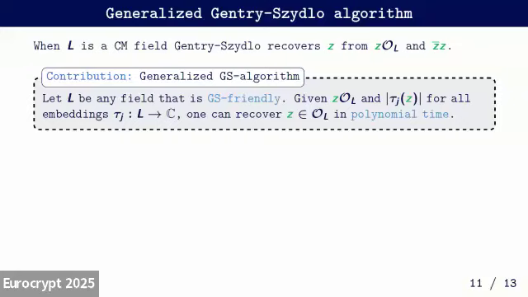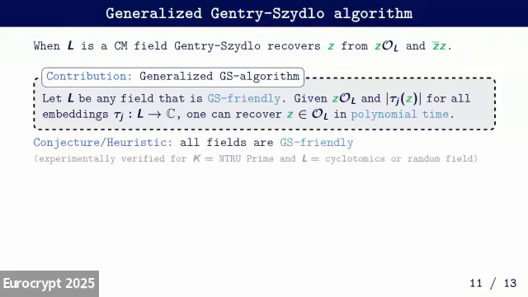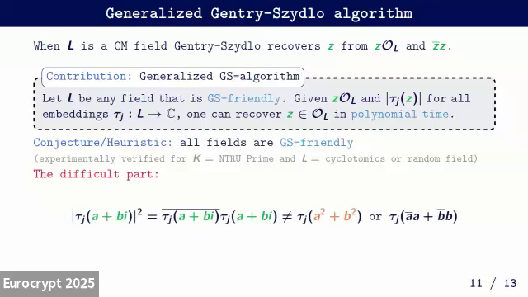So what we do is give a generalization of the Gentry-Seidlow algorithm for any number field that is so-called GS-friendly. And this is a very weak condition. Essentially, we expect that all number fields are GS-friendly, but heuristically, we just assume it is the case. But the difficult part is that in this generalization, what we need is not Z bar Z, but the value of the absolute embeddings of our element. And we don't get these automatically from the values of A squared plus B squared or A bar A plus B bar B.